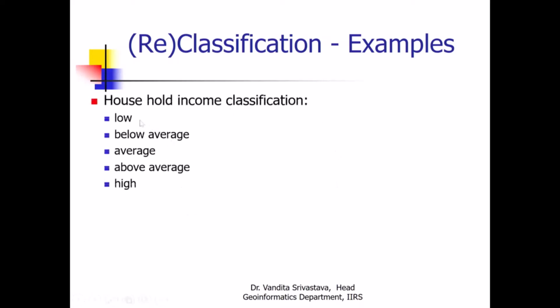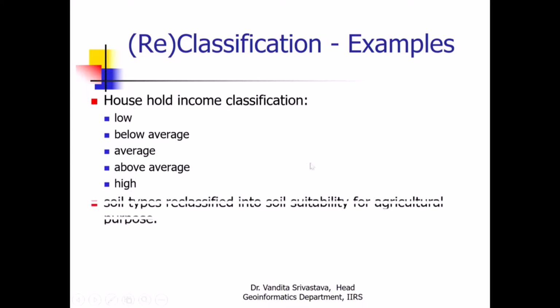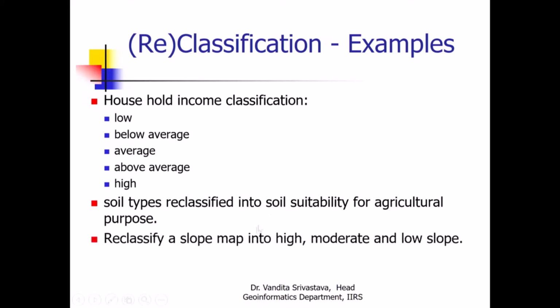So this is just an example wherein household income has been classified into 5 categories: low, below average, average, above average and high. So from low to high it is varying. So these are 5 classes that are present, and you could also classify soil types based upon soil suitability for some specific agricultural purposes. You could also reclassify a slope map into high, moderate and low slopes.